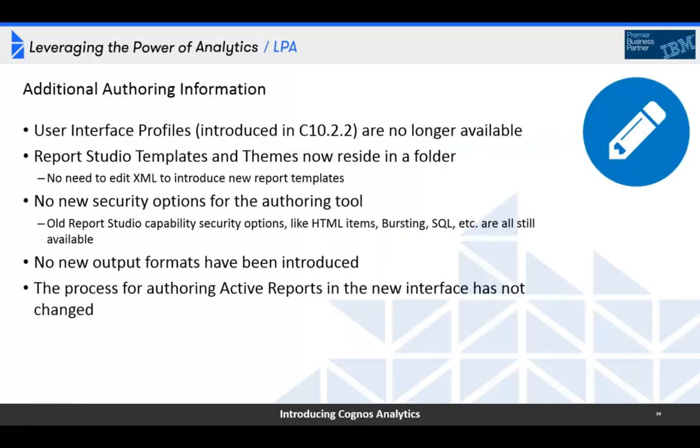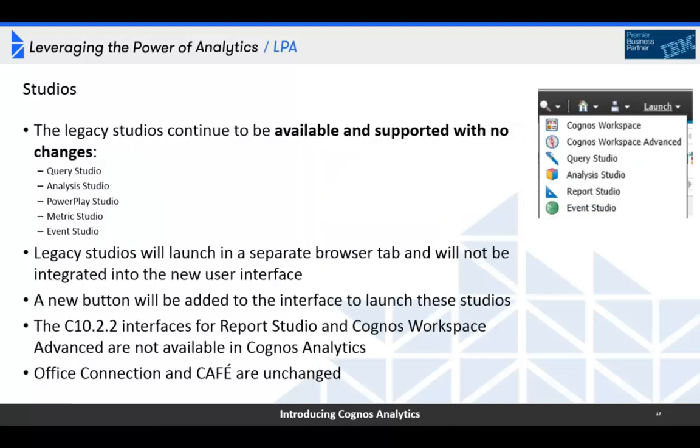The user interface profiles, the Workspace Advanced Profile notion that was introduced in 10.2.2, is not available in Cognos Analytics. The notion here is it's not needed. I have that interactive viewer that allows me to do some basic authoring, and then I have the new authoring tool that encompasses all of the things that were in CWA and Report Studio. So they have not moved that profile notion forward. We talked about the templates being easy and in a folder. No new output formats, no new security options.